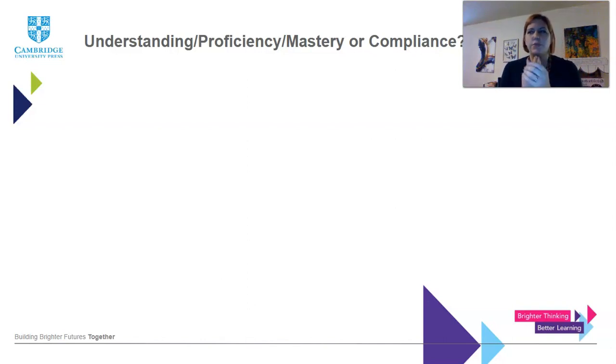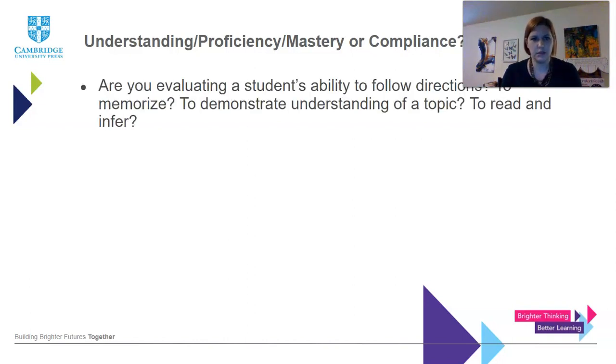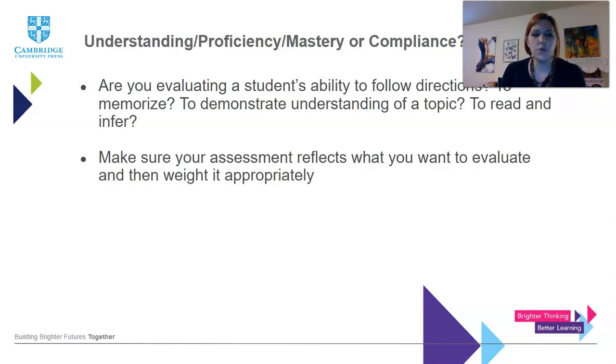It's also important to think about what is it that you're really assessing or what you're really grading students for. Are you evaluating their ability to understand something? Are you evaluating their proficiency or their mastery? Or are you really just looking for compliance? So are you looking at their ability to follow directions, to memorize, to demonstrate their understanding on a topic, to read and infer? There's all sorts of different things you could actually be evaluating students for. So you want to make sure that your assessments reflect what you want to evaluate and then weight it appropriately.